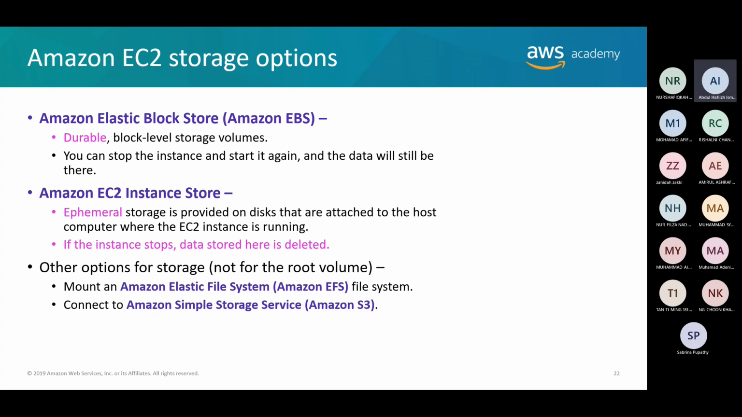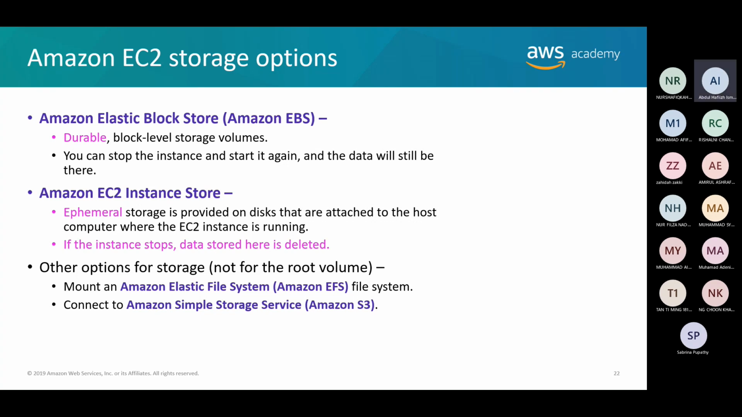So yang ni problem lah. So if the instance stops, data store pun is deleted. Okay. Ada keluar exam lah, dia kata kalau kita guna EBS dengan Amazon EC2 apa pro and con dia lah. Okay. Untuk dalam case ni, untuk EC2 instance store, bila the instance stop, so data store is deleted.